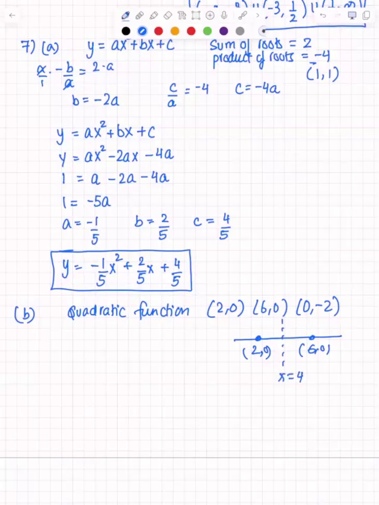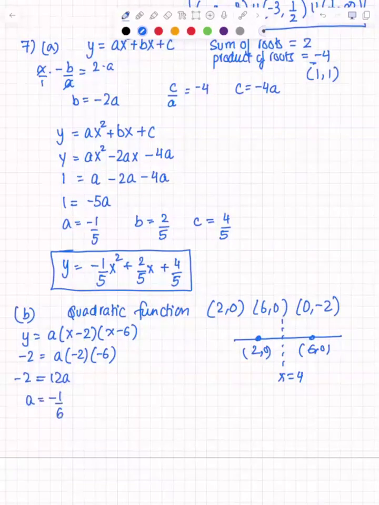But let's just do it one way first. Let's use the factored form. It's a times x minus, because if you know the zero, you know the factor. 2 is a zero, so x minus 2 is a factor. 6 is a zero, so x minus 6 is a factor. All we need to find is a. So let's replace when x is 0, y is -2. When x is 0, you get 12a equals -2. So a equals -1/6.